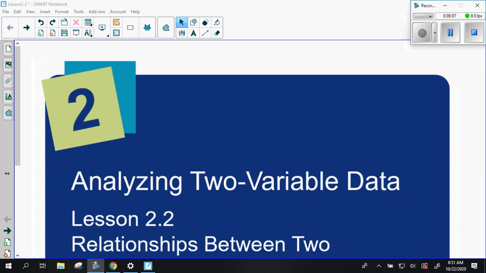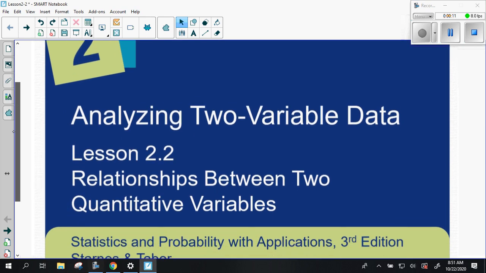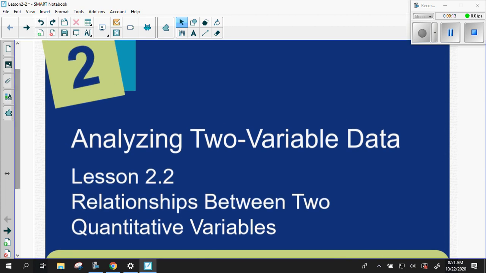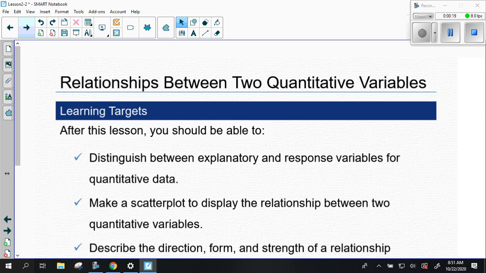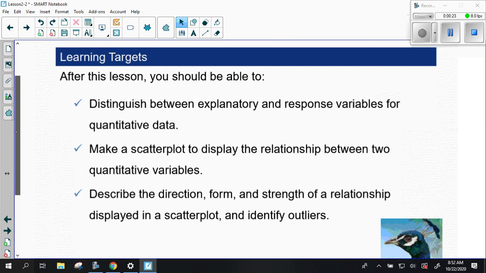We're going to be talking about relationships between two quantitative variables today. So essentially what we're going to be doing is creating scatter plots and describing them. The first thing we need to do in order to make a scatter plot is to distinguish between explanatory and response variables. And then we'll go through the process of making a scatter plot, and then we'll describe it.